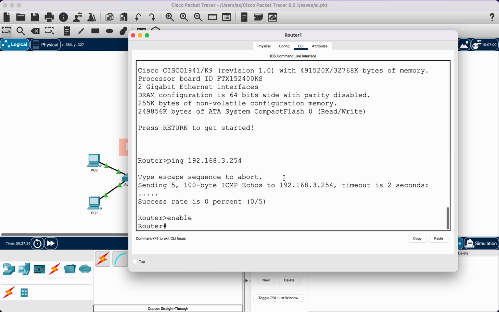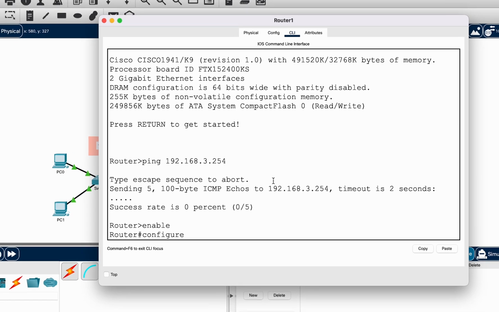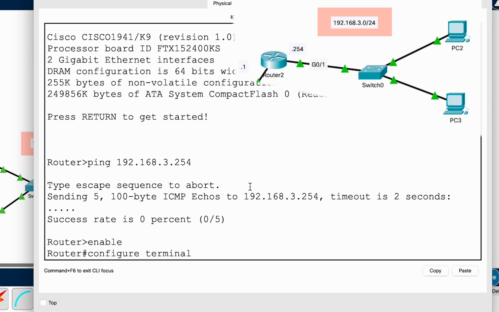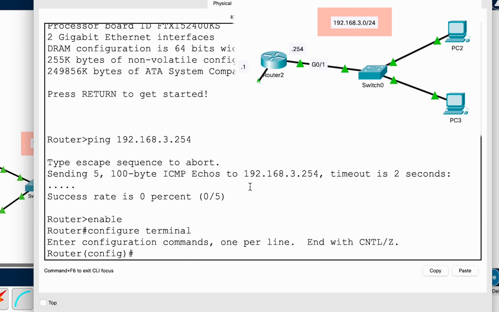First, elevate your privilege by typing enable, then enter global configuration mode. Now that we are in global configuration, we will issue the static route command by typing ip space route space the IP address of the network not known by router 1, 192.168.3.0, the subnet mask of this network, 255.255.255.0.